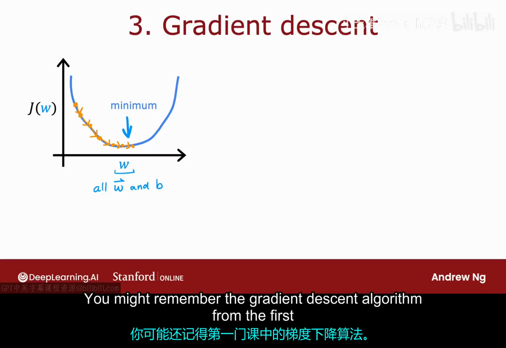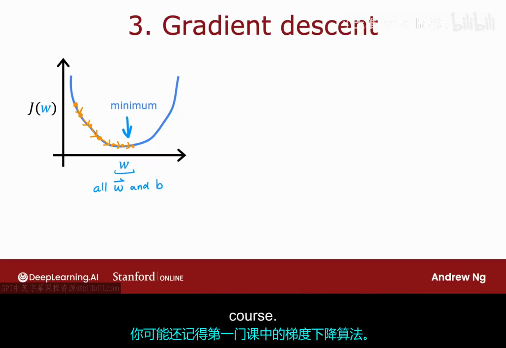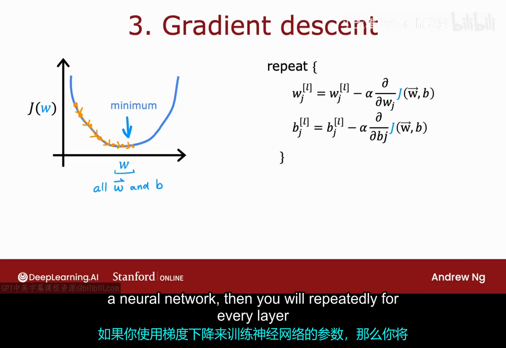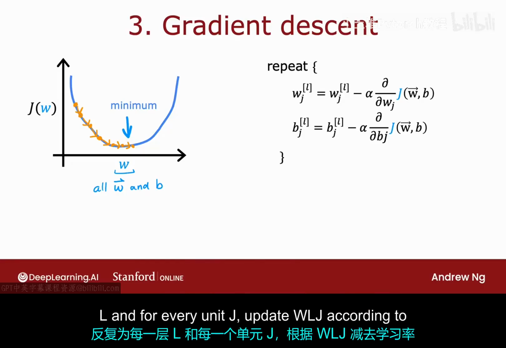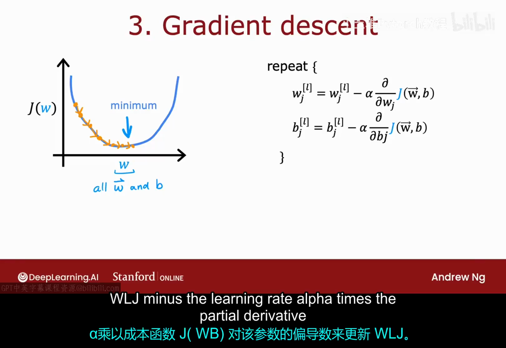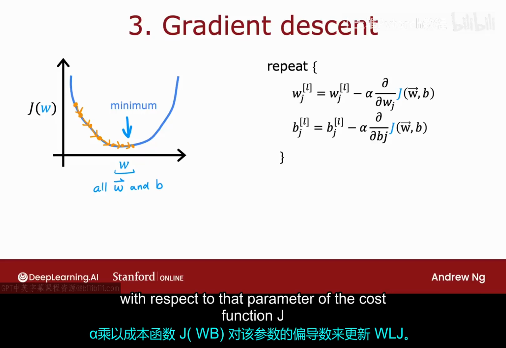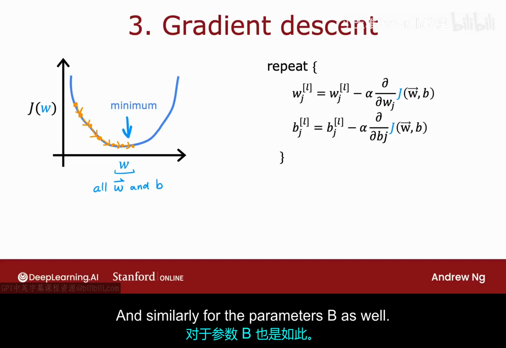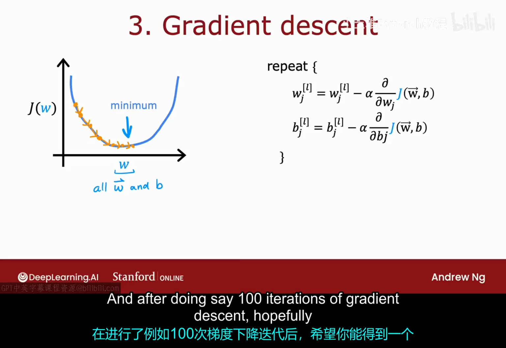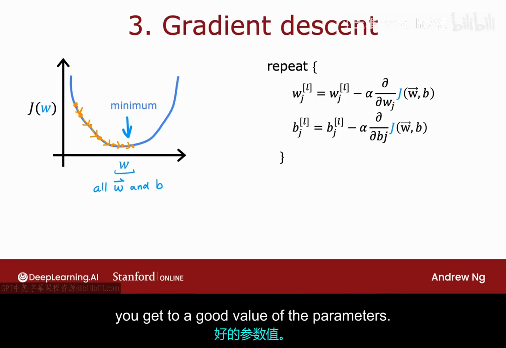You might remember the gradient descent algorithm from the first course. If you're using gradient descent to train the parameters of a neural network, then you will repeatedly, for every layer L and for every unit J, update W_LJ according to W_LJ minus the learning rate alpha times the partial derivative with respect to that parameter of the cost function J of W,B, and similarly for the parameters B as well. And after doing, say, 100 iterations of gradient descent, hopefully you get to a good value of the parameters.